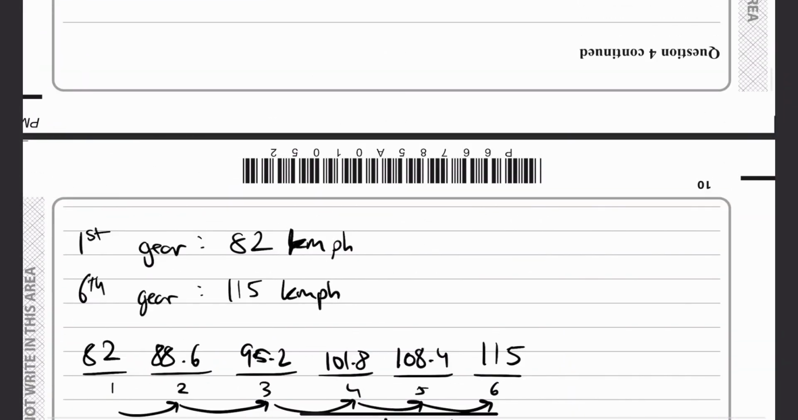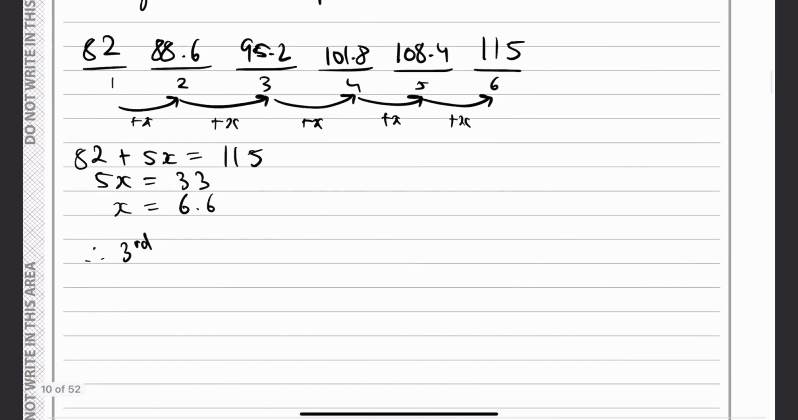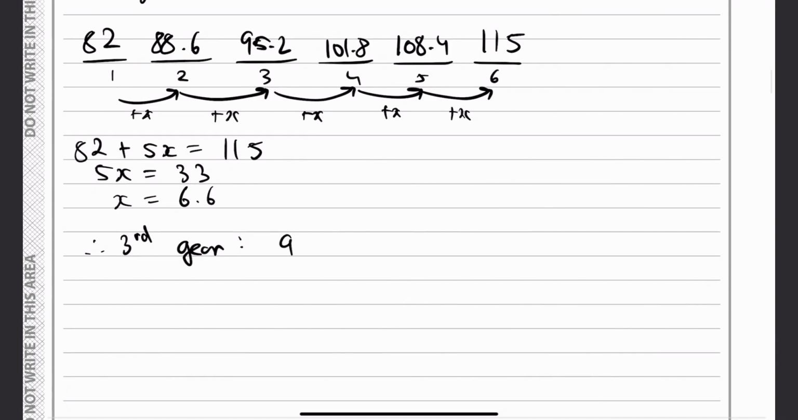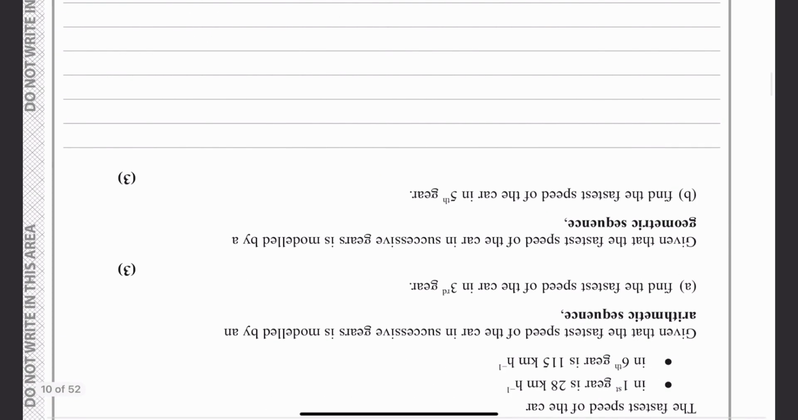So therefore, let's write this. What question number is this? 5A. Therefore, the third gear is 95.2 km per hour. I think that's the format they gave it in. Okay, now part B. Given that the fastest speeds of the car of successive gears is modeled by a geometric sequence, find the fifth gear.